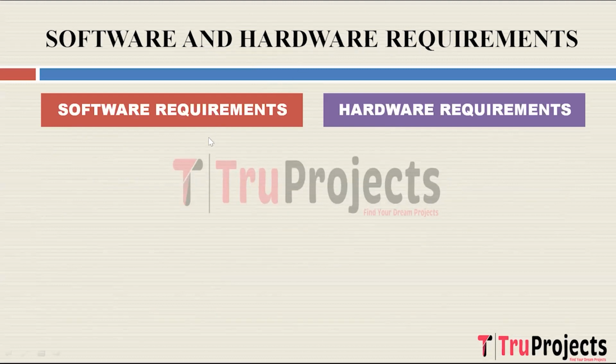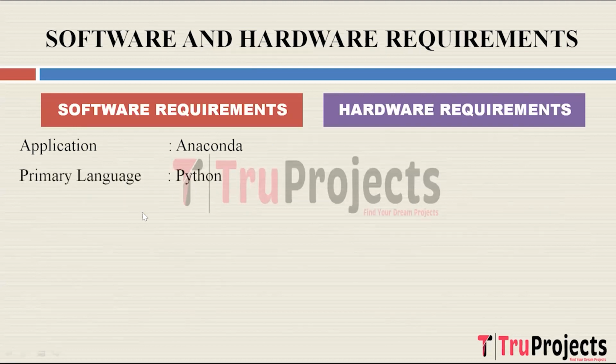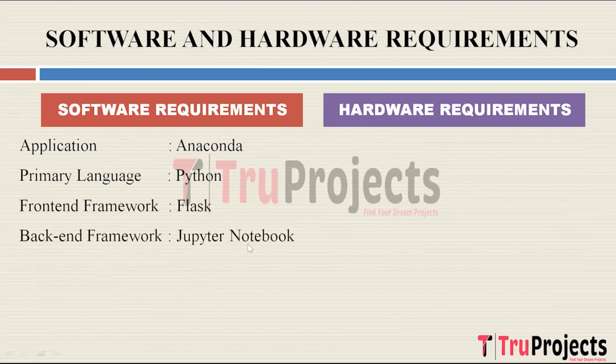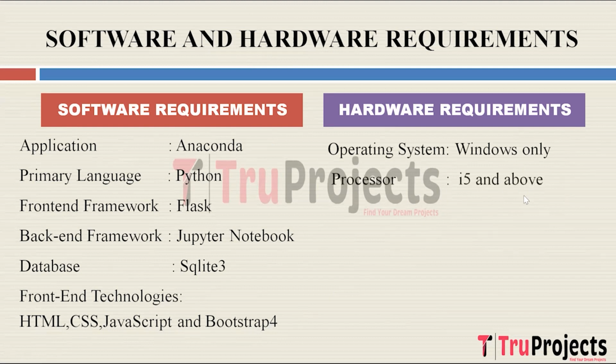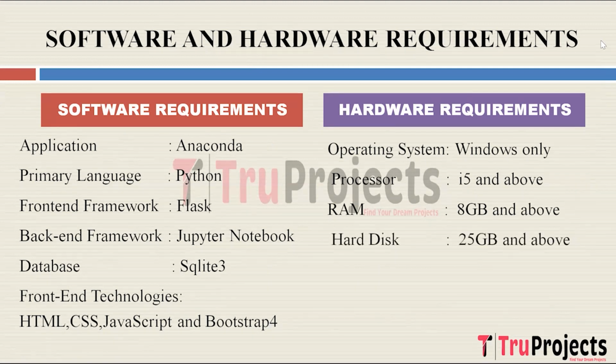Software requirements of the project are: application is Anaconda, primary language is Python, front-end framework is Flask, back-end framework is Jupyter Notebook, database is SQLite. Front-end technologies used in the project are HTML, CSS, JavaScript, and Bootstrap 4. Hardware requirements of the project are: operating system of Windows, processor of i5 and above, RAM of 8 GB and above, hard disk of 25 GB and above.